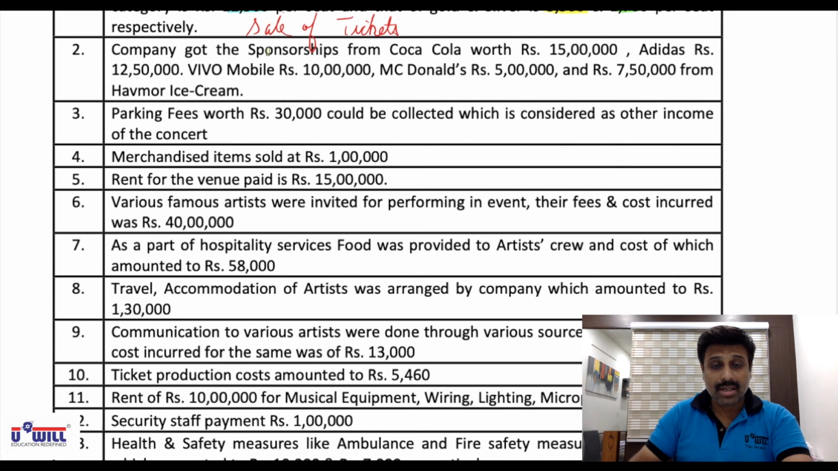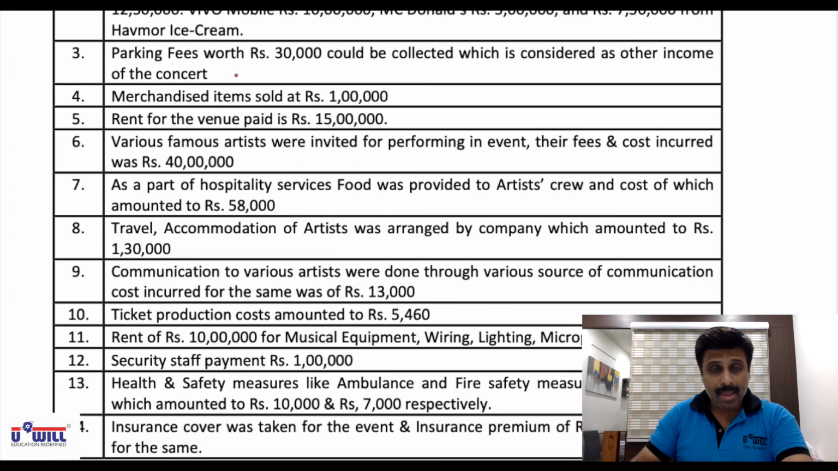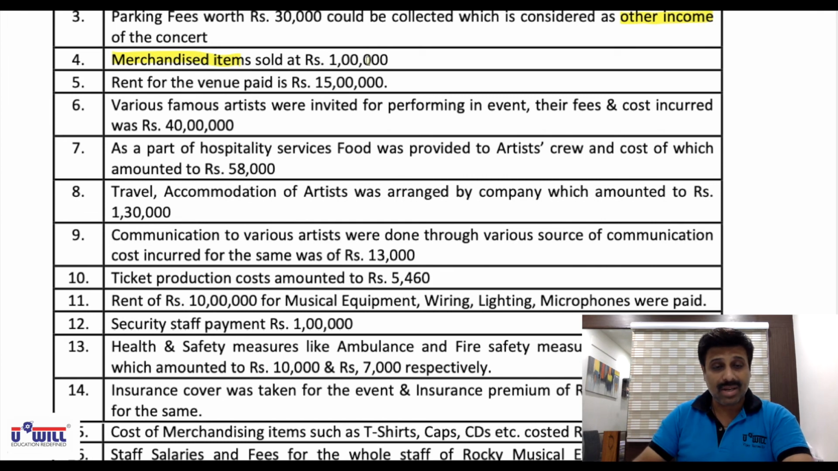Company got the sponsorships. So sponsorship itself is your income, from Coca-Cola worth rupees 15 lakhs, Adidas 12 lakh 50,000, Vivo Mobile 10 lakhs, McDonald's 5 lakhs, and Havmor Ice Cream 7 lakh 50,000. Parking fees worth rupees 30,000 could be collected, which can be considered as clearly given, underline, other income. So it will come in other incomes of the concert. Merchandise items sold, so in income, it will come in merchandising 1 lakh.